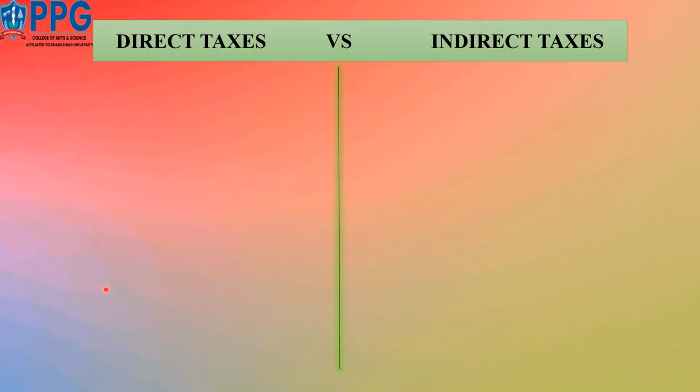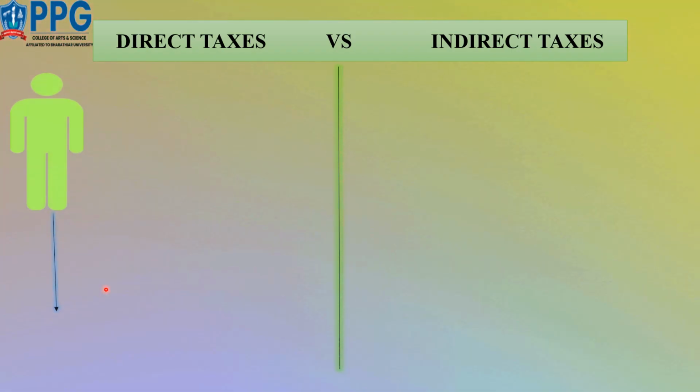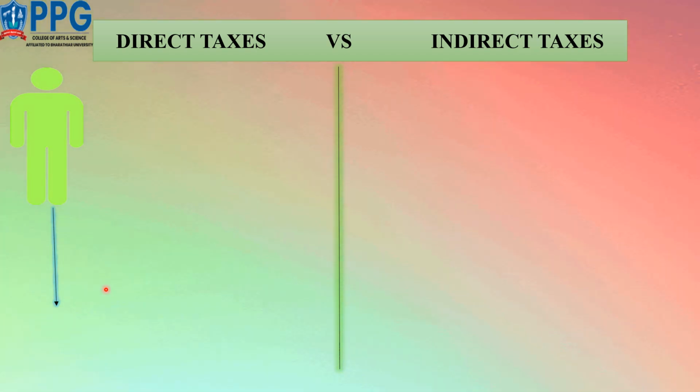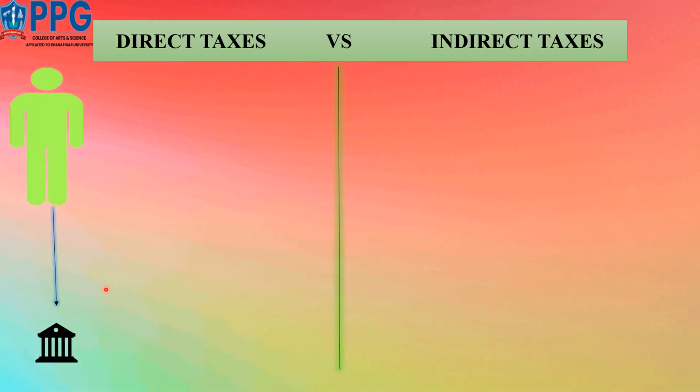Direct tax versus indirect tax. The direct tax is paid by an individual to the government directly.